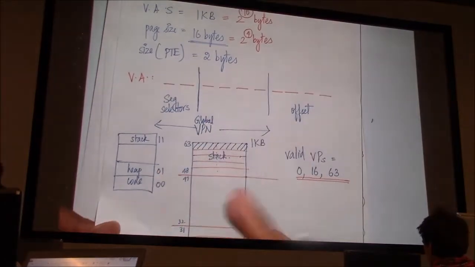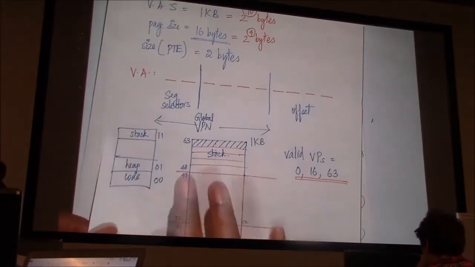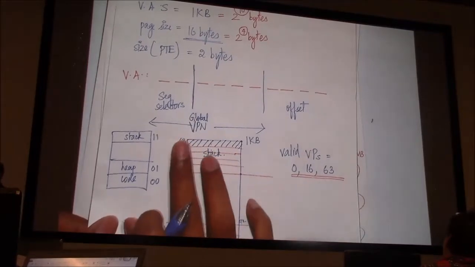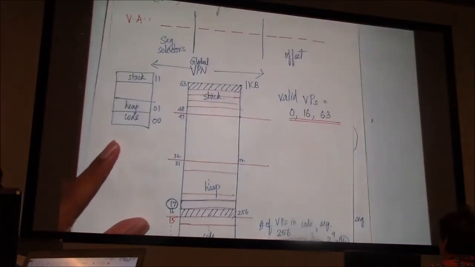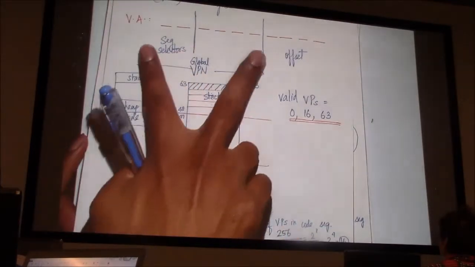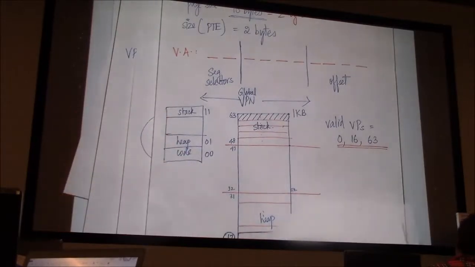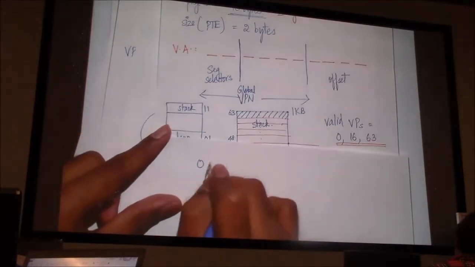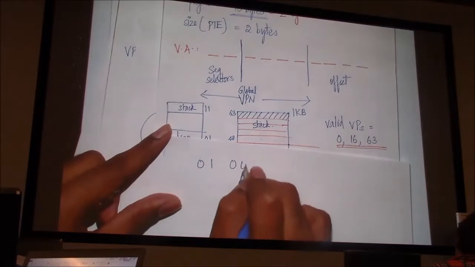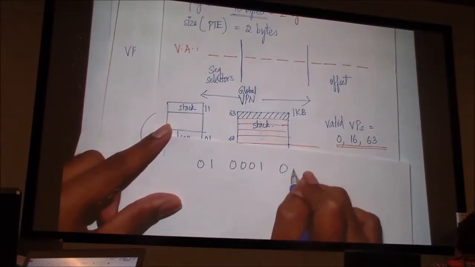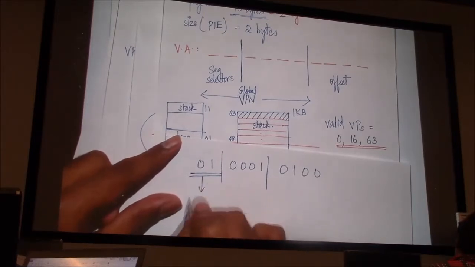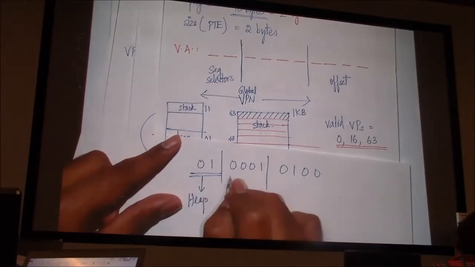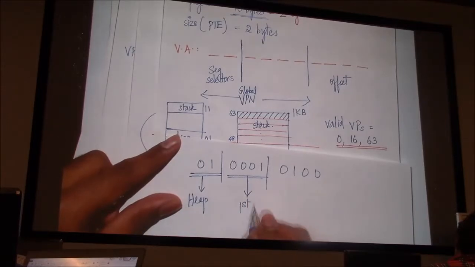I'm just making these terms up, okay? So, not real terms, just to make sure that you understand what is going on here. This is like the global VPN number, if you're having the VPN from 0 till 63. This is the VPN number in the second example that we are talking about, where we have 0, 1, then 0, 0, 0, 1, then 0, 1, 0, 0. This is the address.